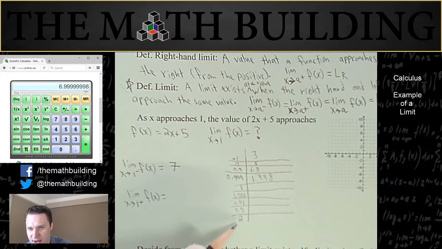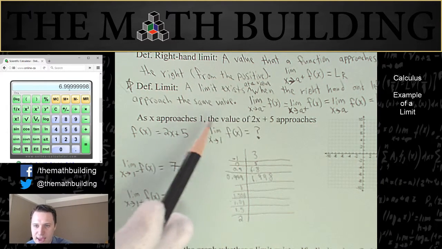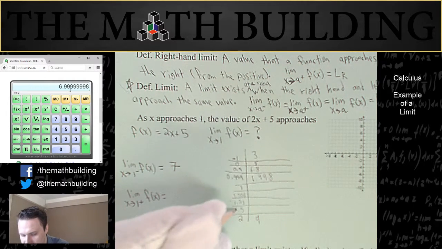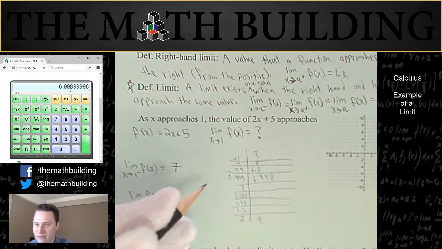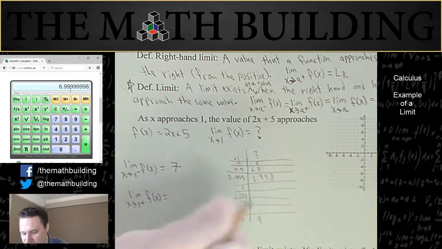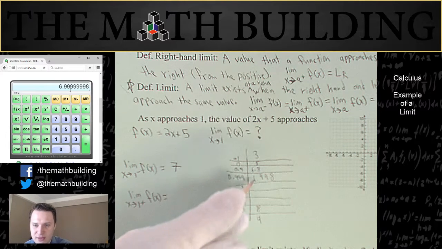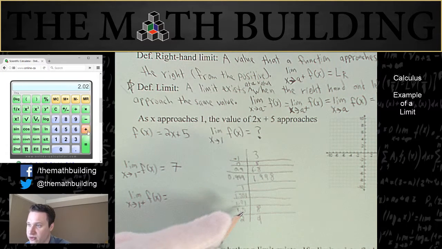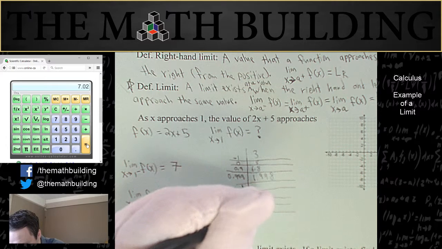Let's try it from the other side. Let's plug in a 2. Again, 2 times 2 is 4, plus 5 is 9. Now let's try plugging in 1.5. 1.5 times 2 is 3, and 3 plus 5 is 8. So it looks like we're starting at 9, and now we're getting smaller. Let's try plugging in a value that's a little bit bigger than 1: 1.01. So 1.01 times 2 is equal to 2.02, plus 5 is equal to 7.02.